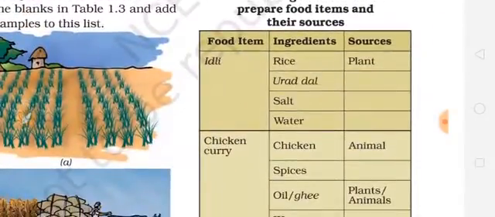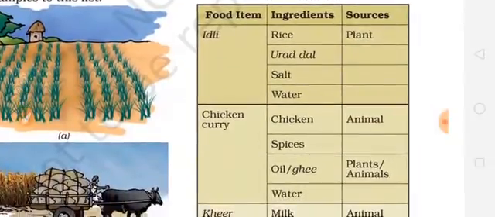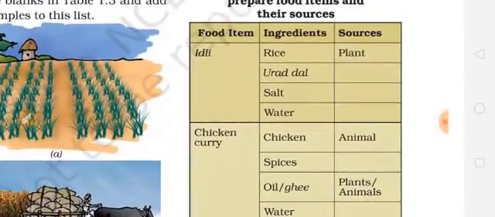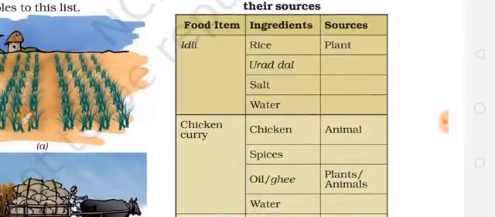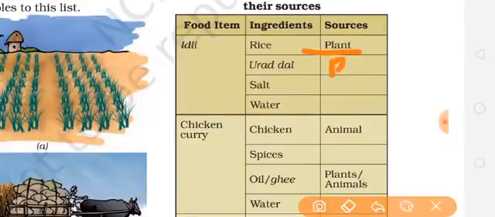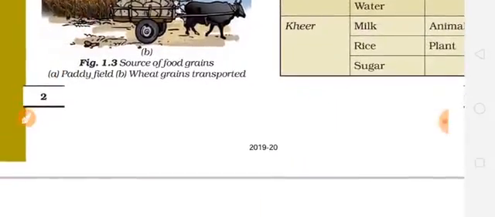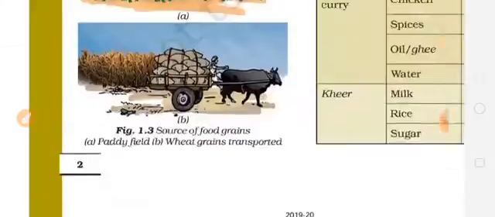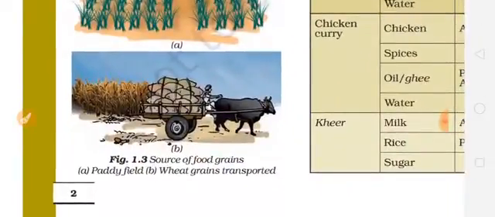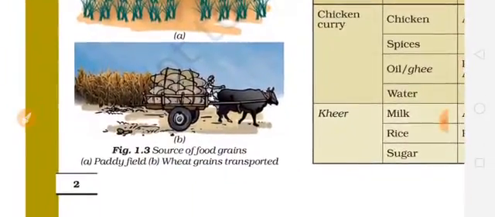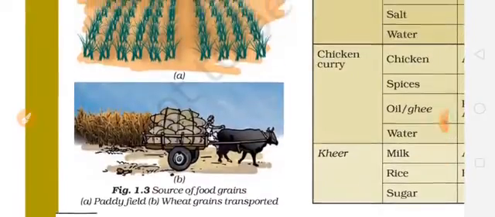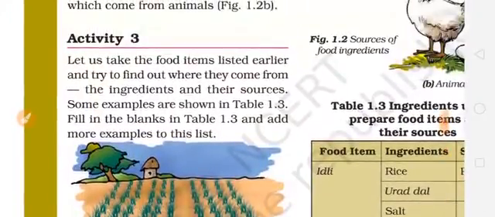Okay, and next there you can see one activity is given, 1.3, ingredients used to prepare food items and their sources. There idli is given. Idli we know that we are using rice, urad dal, salt and water is essential for making idli. These all ingredients, from where do we get them? Rice we get from plants, and the urad dal, that is uluna, we get from plants. Salt we get from the ocean, and water we get from the earth. Earth means from rivers and ponds.